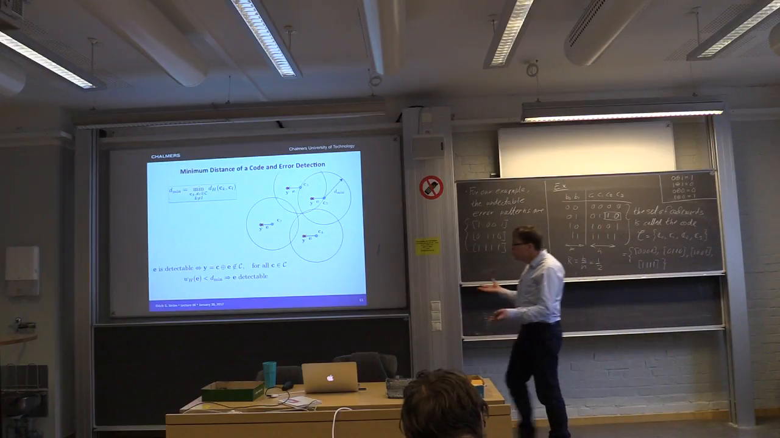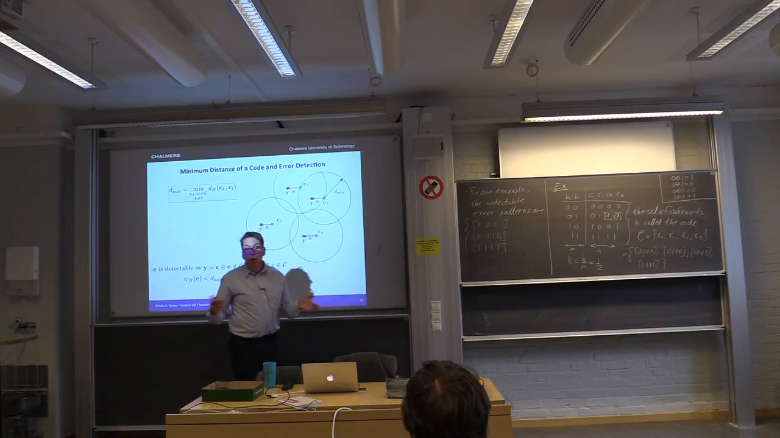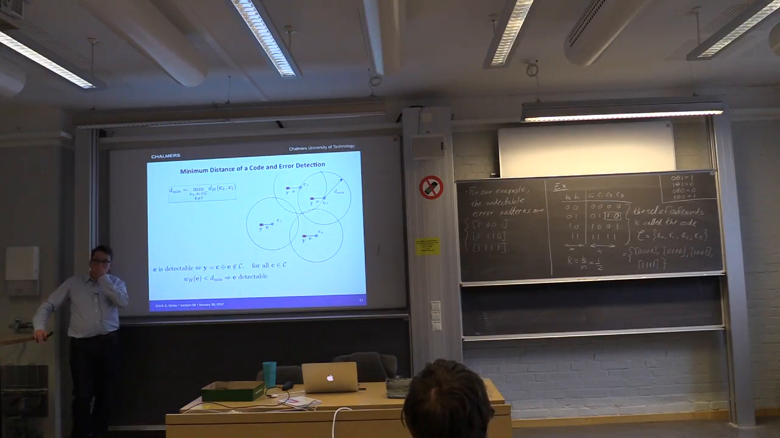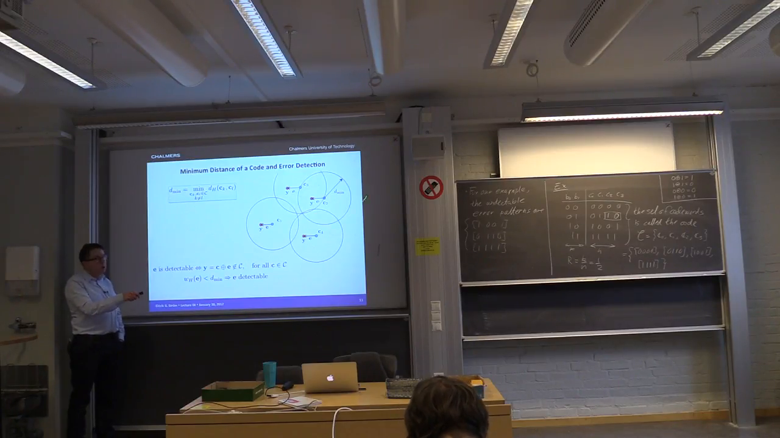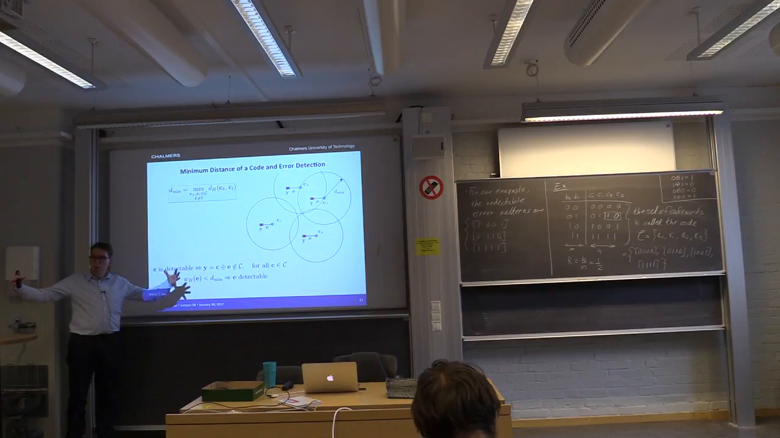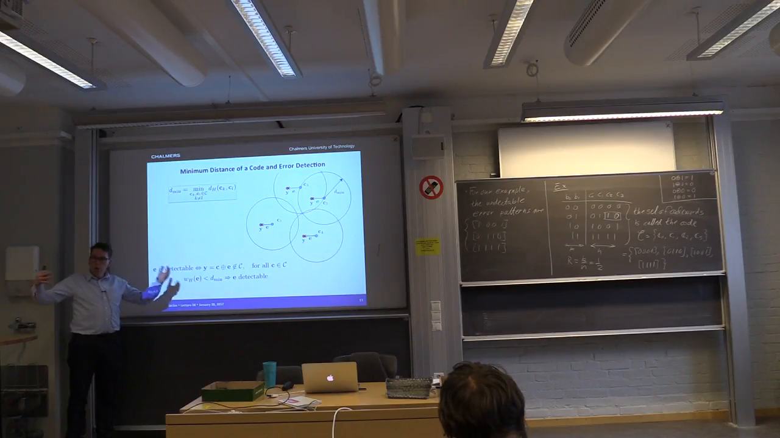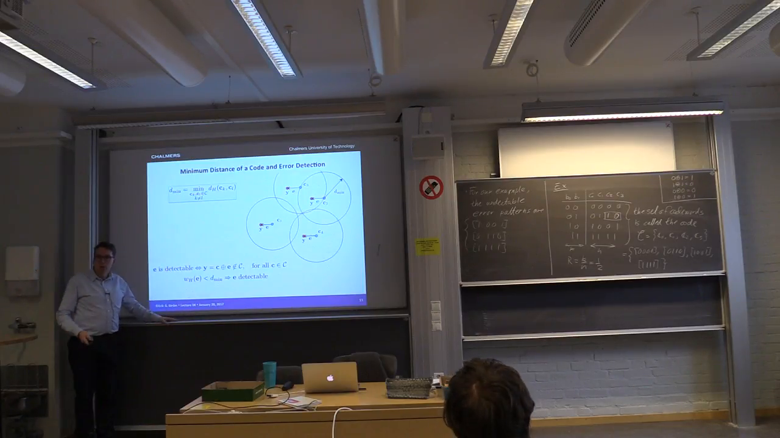So, I mean, a good code then, should it have a large or a small minimum distance? Large, exactly. We want that sphere to be large, right? Because then it covers a lot of error patterns, and a lot of error patterns are then detectable. Okay. So we want codes with large minimum distance.